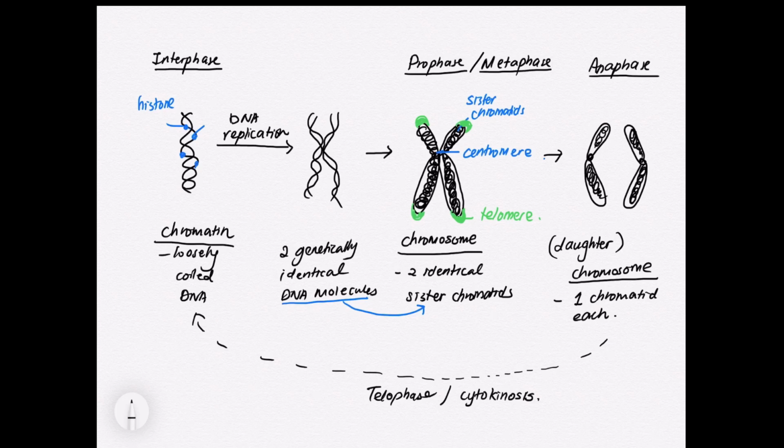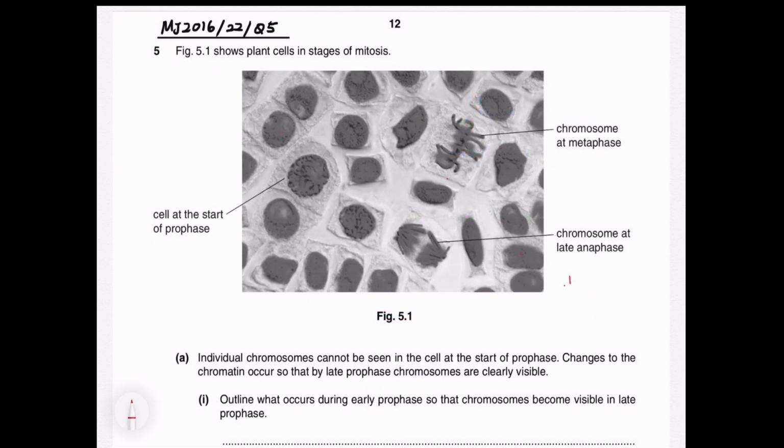So let's relate to a sample question. Let's look at one sample past year question from May June 2016, paper 22, question 5, where this question is actually expecting students to be able to tell how the chromosome is behaving during early prophase and subsequently becomes visible in late prophase. The question gave you the identity that this is the cell at the beginning of prophase. So what can you see here?